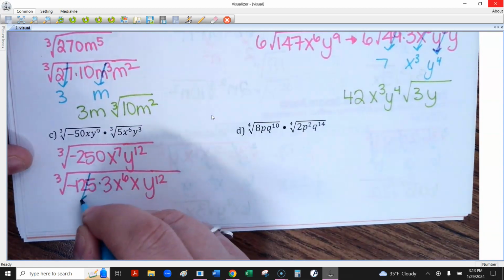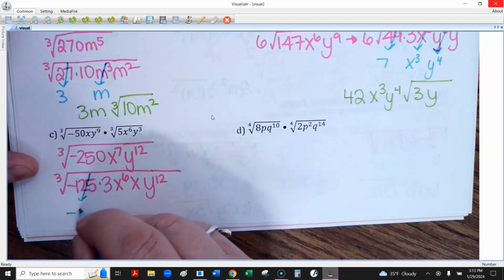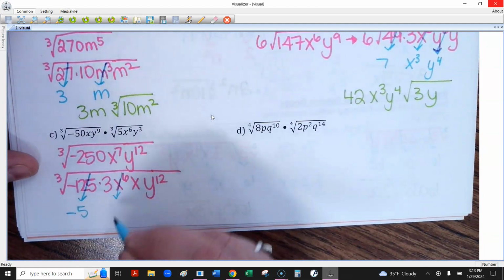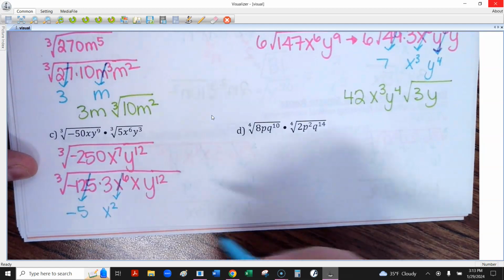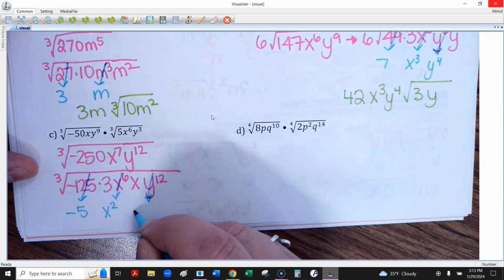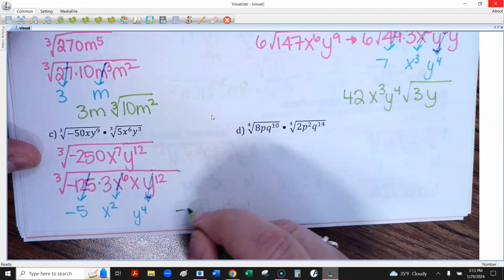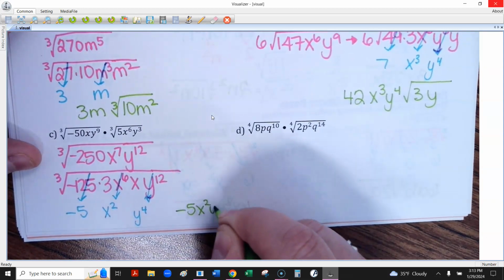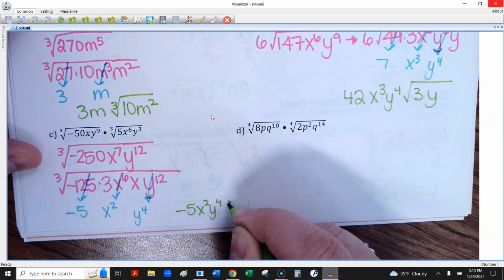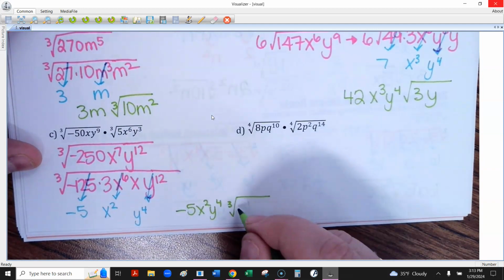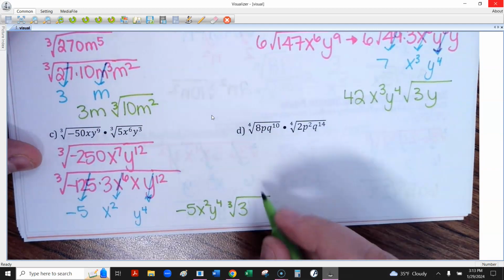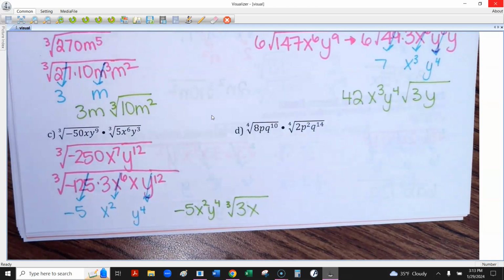Now, cube root, negative number, you can do this. This is going to come out as a negative 5. X to the 6th comes out as x squared when we take the cube root, and y to the 12th would come out as y to the 4th. So out in front, negative 5x squared y to the 4th, and then left under our cube root, we've got a 2, and we've got an x. And then I've got one more problem.